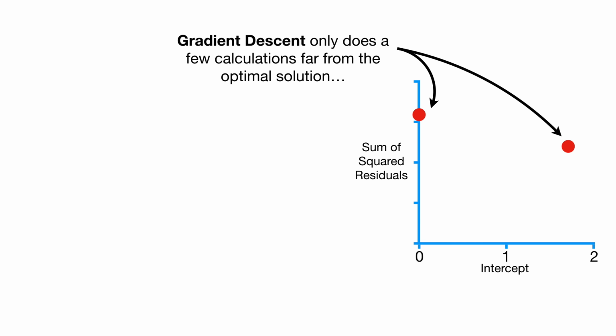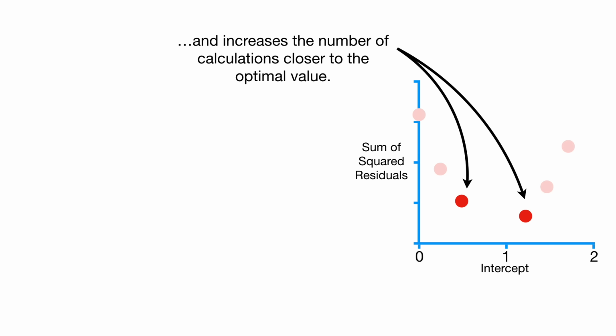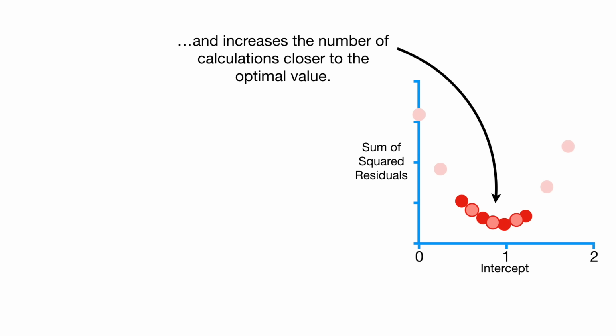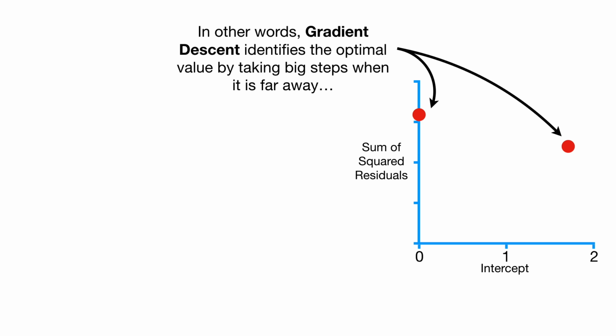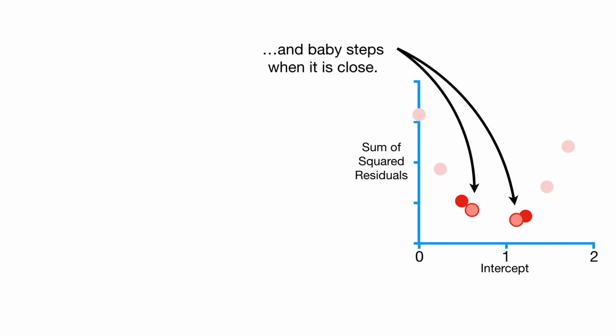Gradient descent only does a few calculations far from the optimal solution and increases the number of calculations closer to the optimal value. In other words, gradient descent identifies the optimal value by taking big steps when it is far away and baby steps when it is close.